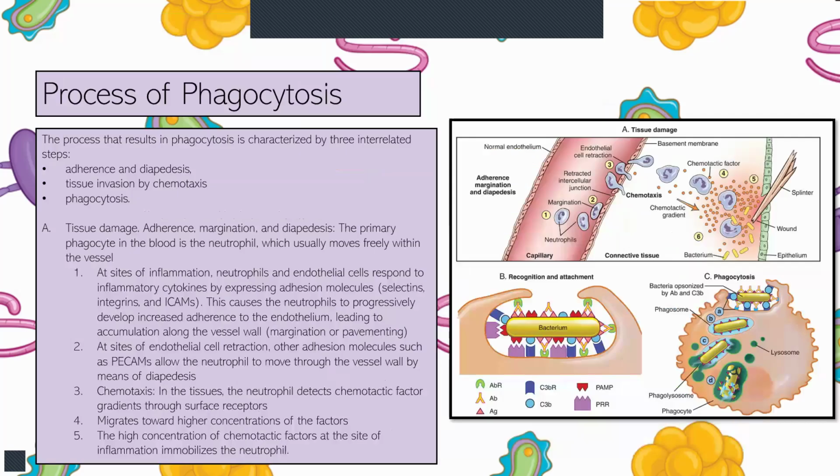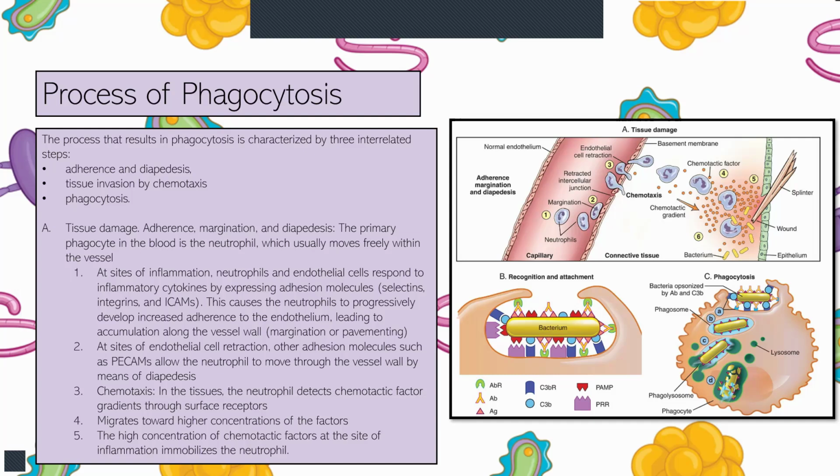The process of phagocytosis is characterized by three interrelated steps: adherence and diapedesis, tissue invasion by chemotaxis, and phagocytosis. Tissue damage, adherence, margination, and diapedesis. The primary phagocyte in the blood is the neutrophil, which usually moves freely within the vessels. At sites of inflammation, neutrophils and endothelial cells respond to inflammatory cytokines by expressing adhesion molecules, which causes neutrophils to progressively roll, increasing adherence to the endothelium, leading to accumulation along the vessel walls. At sites of endothelial cell reaction, other adhesion molecules such as PECAMs allow the neutrophil to move through the vessel wall by means of diapedesis.